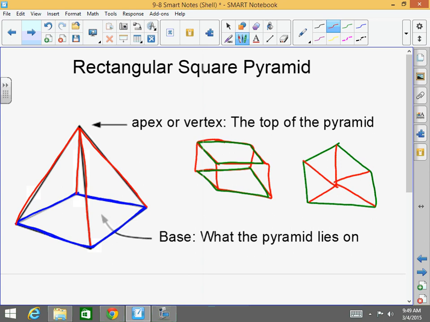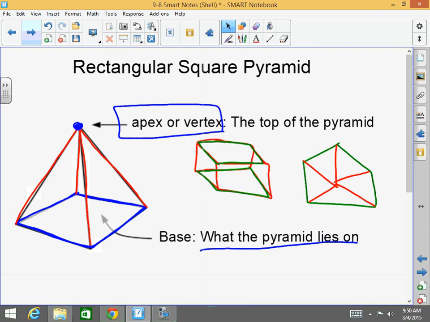Yeah? Okay. All right. A pyramid always has an apex, or what's also known as a vertex. That's this guy. That's the apex. That is the top of the pyramid. And the base, of course, is what the pyramid lies on. It's what it's standing on. It's kind of like the foundation. Think of the pyramids of Giza in Egypt. They're 3D, but they're all on a square base.